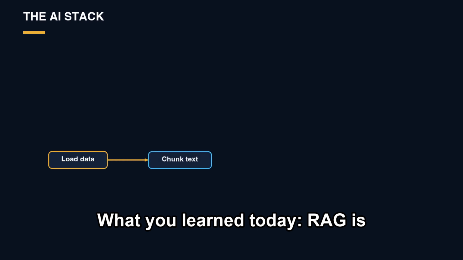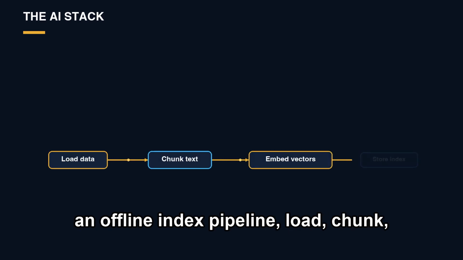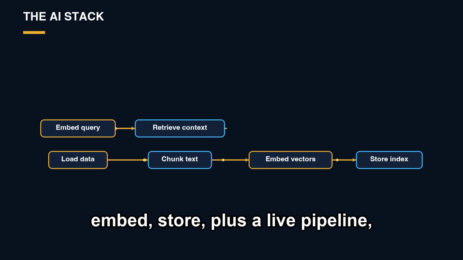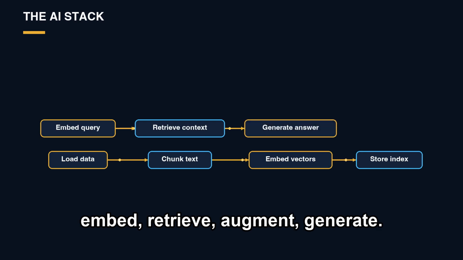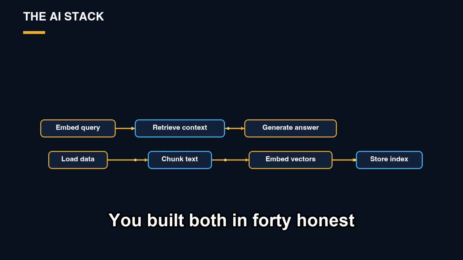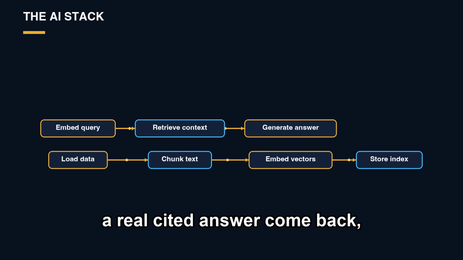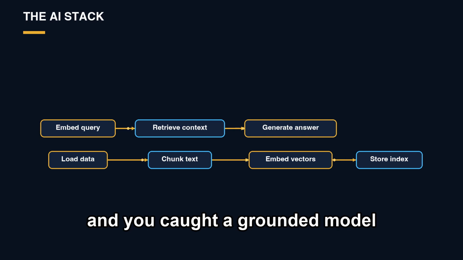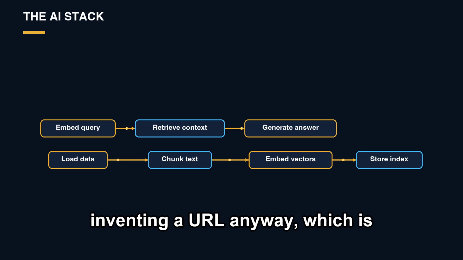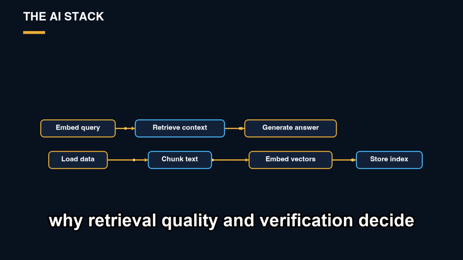What you learned today: RAG is an offline index pipeline, load, chunk, embed, store, plus a live pipeline, embed, retrieve, augment, generate. You built both in 40 honest lines. You watched real vectors and a real cited answer come back, and you caught a grounded model inventing a URL anyway, which is why retrieval quality and verification decide everything.